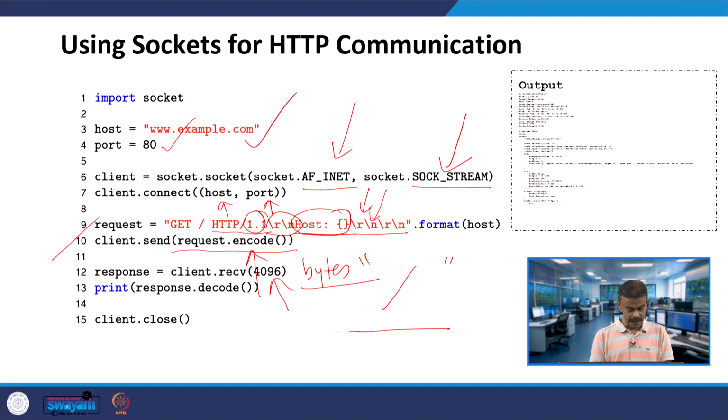Now, if you go to line number 13, the print statement. Here you have print, which is a function, and response is invoking decode. That means it is decoding the received bytes into a string and prints the server's response to the console.